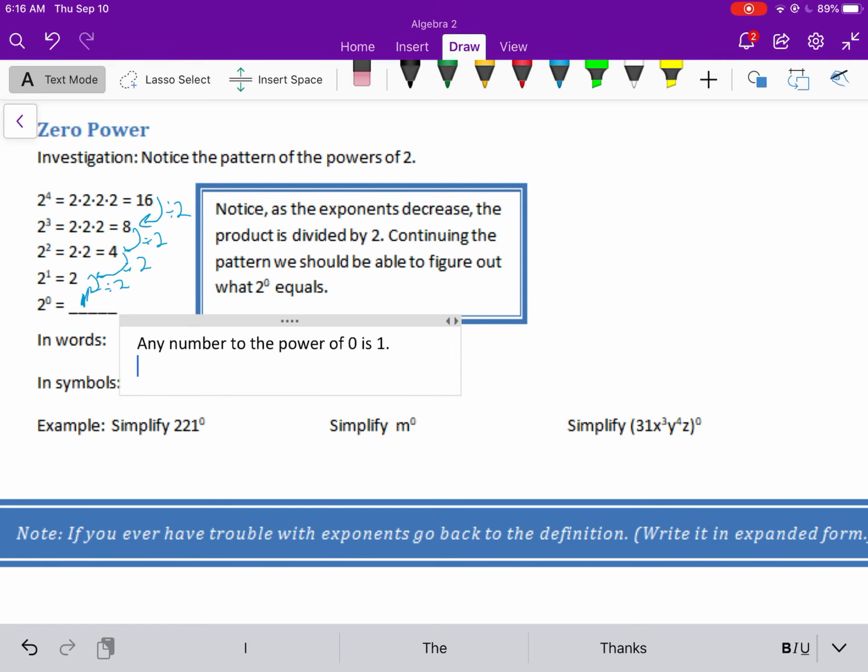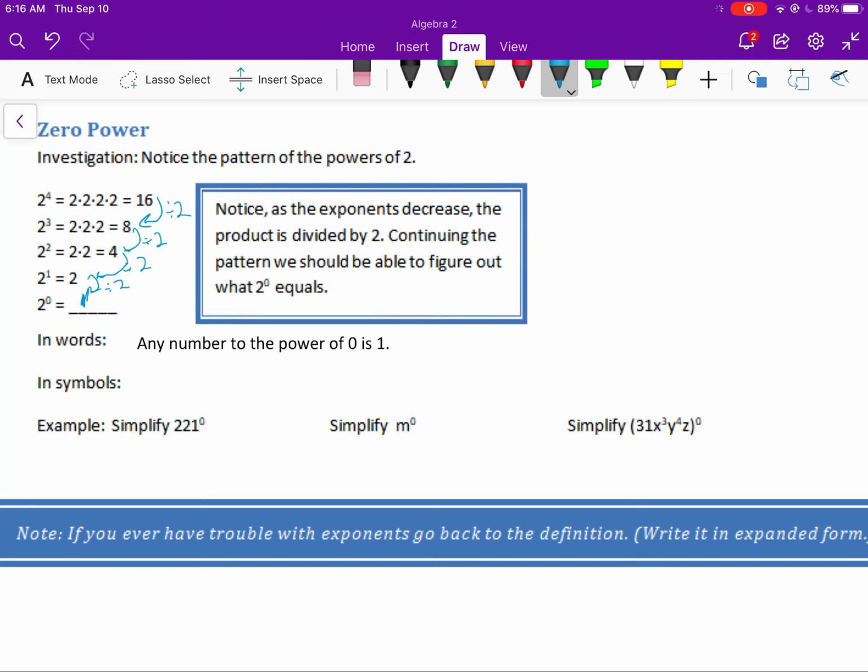In symbols, we could write x to the 0 is equal to 1. And that's for all real numbers. And so our examples here should be very simple. 221 to the 0 power, oh, well, that's 1.